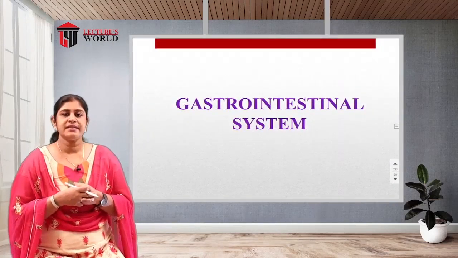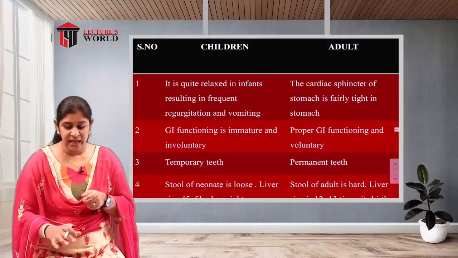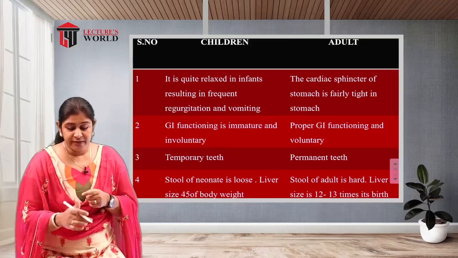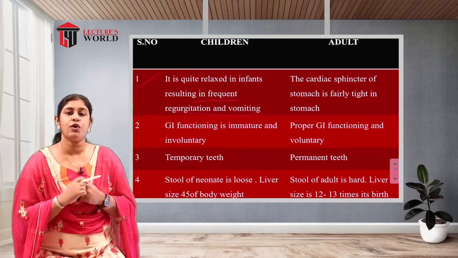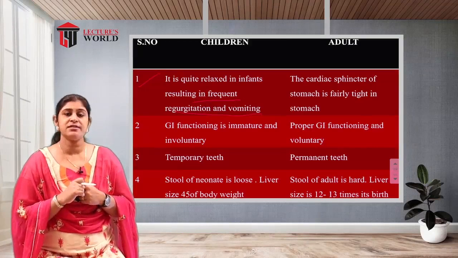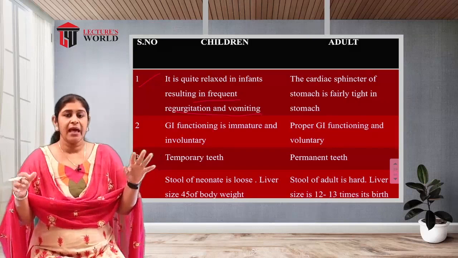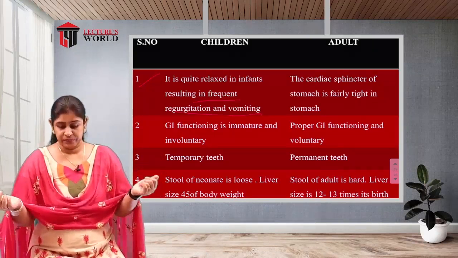Next system is the gastrointestinal system. What are the differences in the gastrointestinal system? First, it is quite relaxed in infants, resulting in frequent regurgitations and vomiting. So we can say the gastrointestinal tract in children is very much relaxed, which results in frequent regurgitations and vomiting.